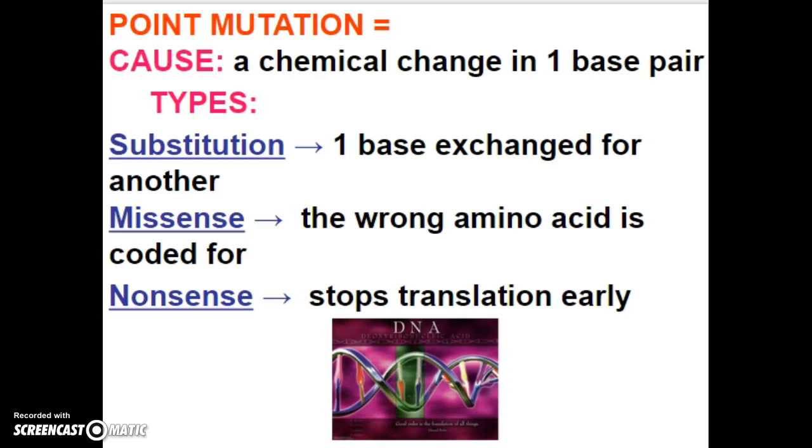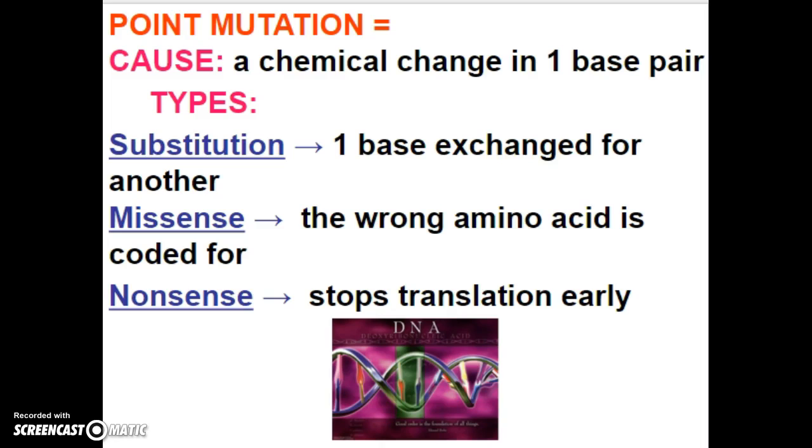Sometimes you exchange one base for another. So just like a substitute teacher comes in and teaches a class while the regular teacher is gone, same idea. One base is being substituted for another. A missense point mutation is where, for some reason, the transfer RNA grabs the wrong amino acid, and the wrong amino acid is coded for.